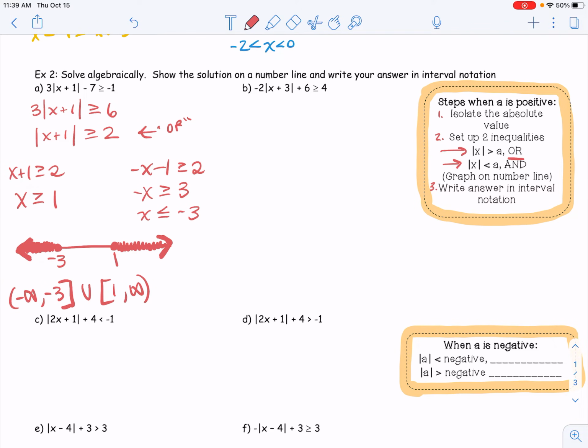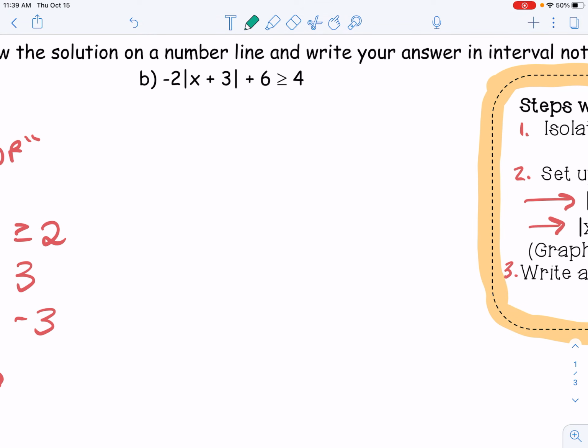So first step is always to isolate the absolute value. Let me change colors. Isolating the absolute value, first thing I would need to do would be to subtract the 6. So I'd get negative 2, absolute value of x plus 3 is greater than or equal to -2. The second thing I need to do is divide by -2. When I divide by that negative, I'm going to switch my sign.